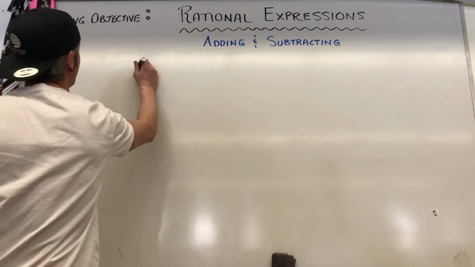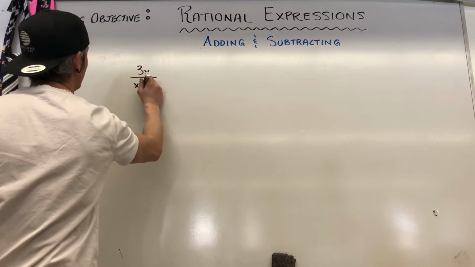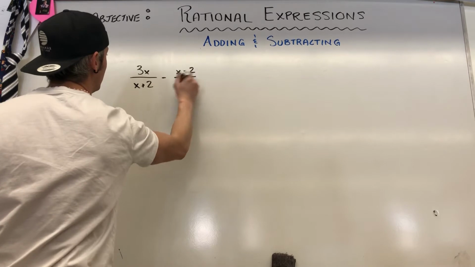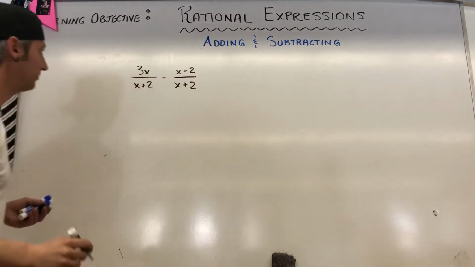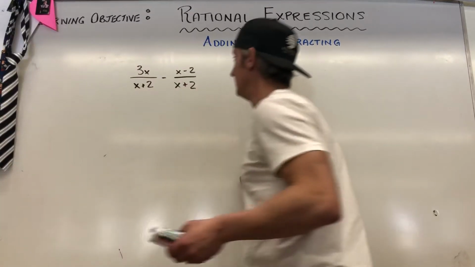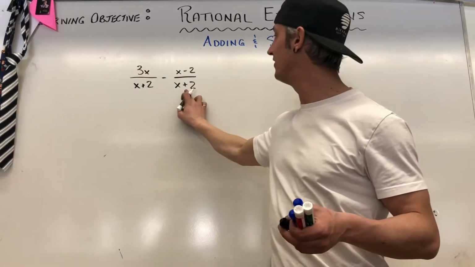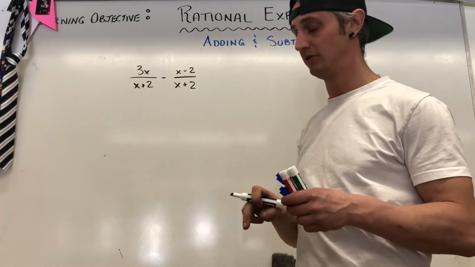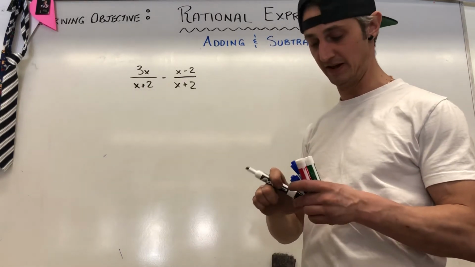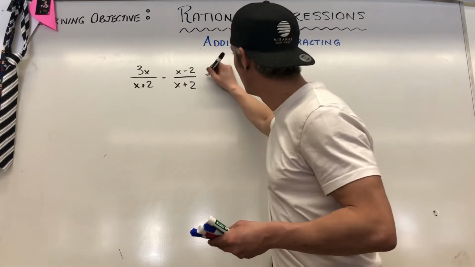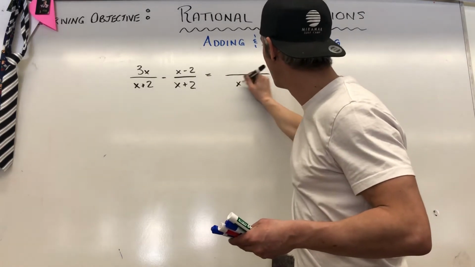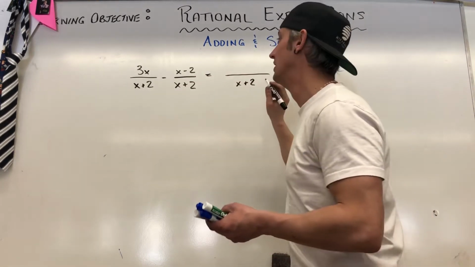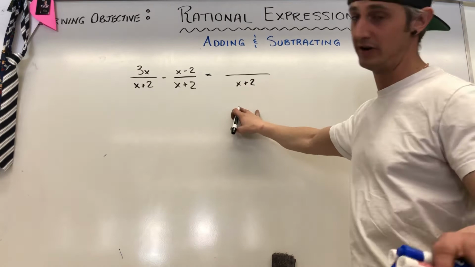Let's say I have 3x over x plus 2 minus x minus 2 over x plus 2. Okay? In this case, I notice that I have x plus 2 as my denominator in both expressions. Okay, so I can go ahead and use that x plus 2 as my common denominator. I don't need to multiply them because they're the same. They are the common denominator. And I'll show you another case right away after this.